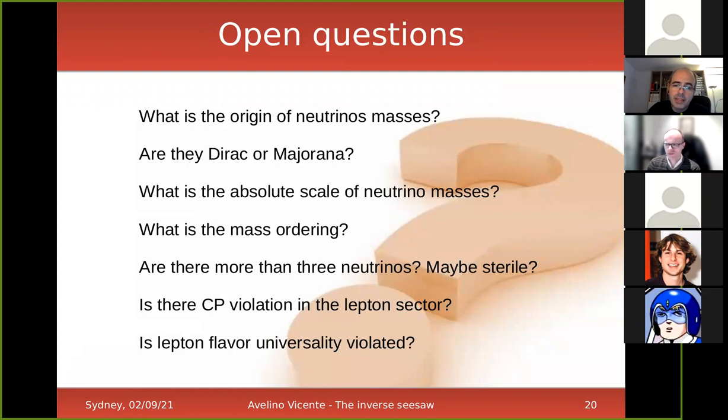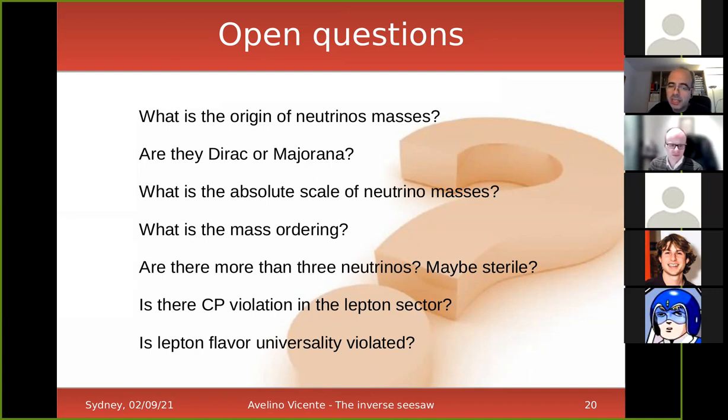And let me conclude this introduction with some open questions that we have in the field. We don't know the origin of neutrino masses. I think this is clear from my discussion. We don't know if they're Dirac or Majorana. Experimentally, we don't know the absolute scale of neutrino masses. We know they have to be lighter than some value, but we don't know their exact mass value. We don't know the ordering, whether 1, 2, 3 or 1, 3, 2, the ordering of the different mass eigenstates. Also, we don't know if there are more than 3 neutrinos.